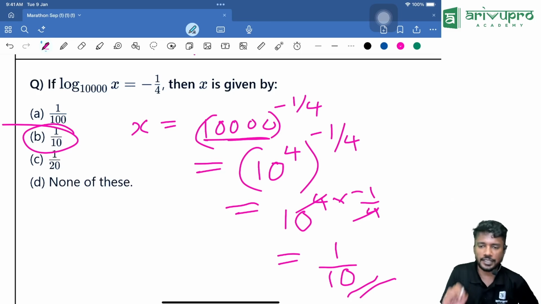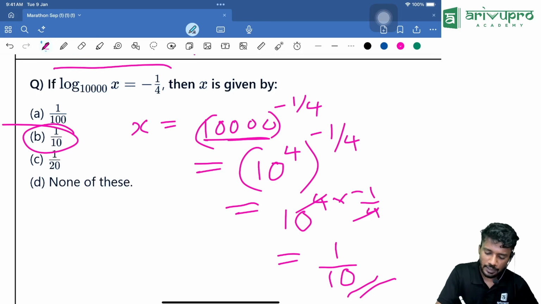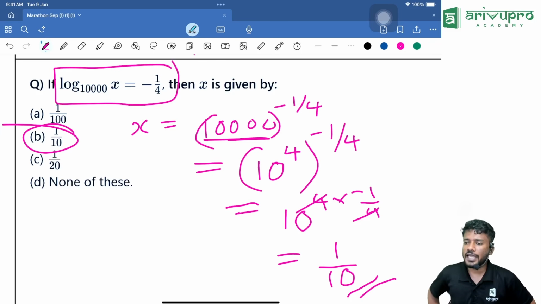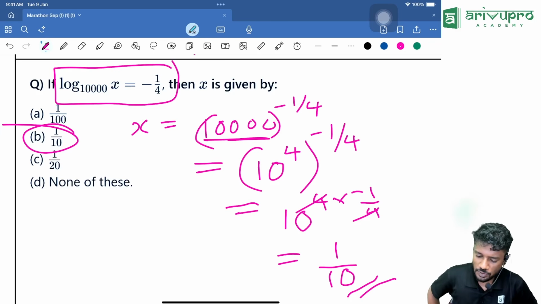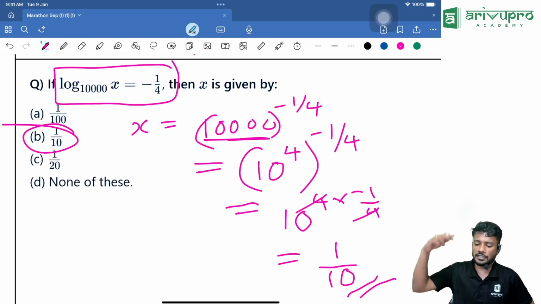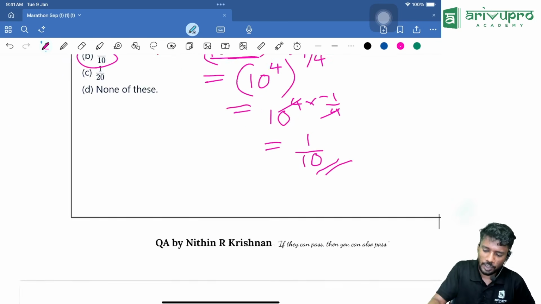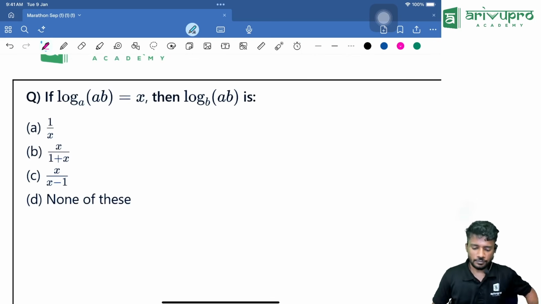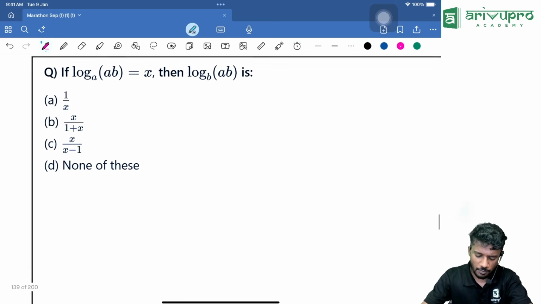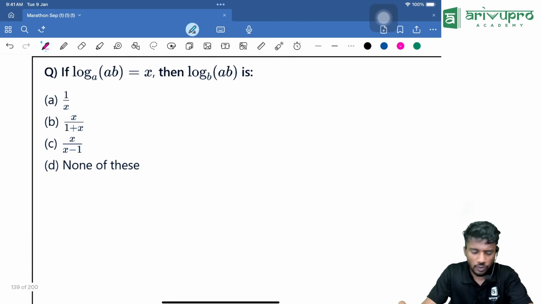Always remember this pattern. It is very important. Logarithm of x to the base 10,000 is equal to minus 1 by 4. So x is equal to what? X is equal to 10,000 raised to minus 1 by 4. Now, do this. Logarithm of AB to the base A is equal to x. Then what is log of AB to the base B? That is the question.